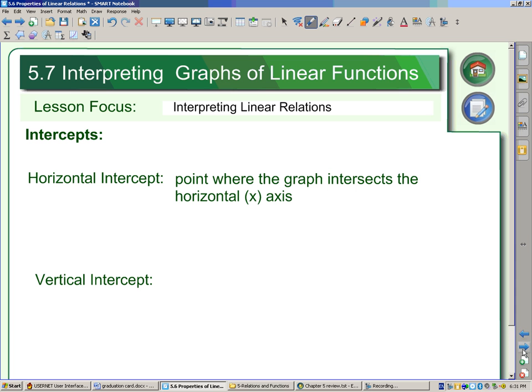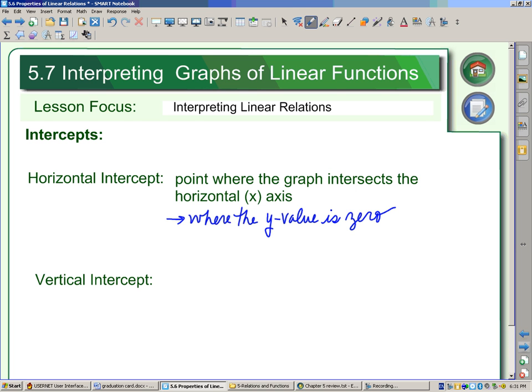Add to it, it's where the y value is 0. Where my y value is 0. Now let me know what my x value is. So kind of interesting for us.